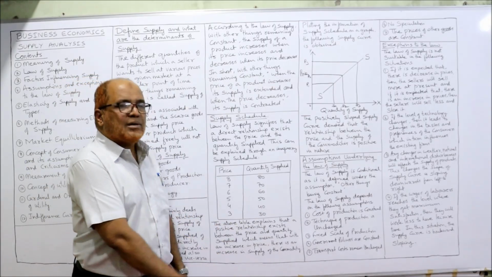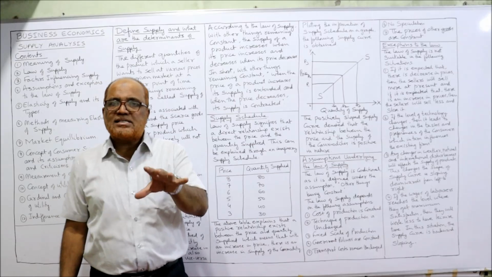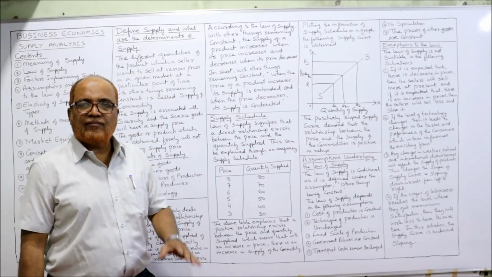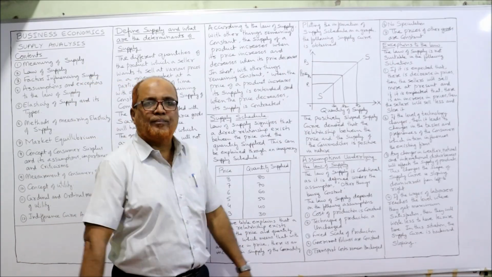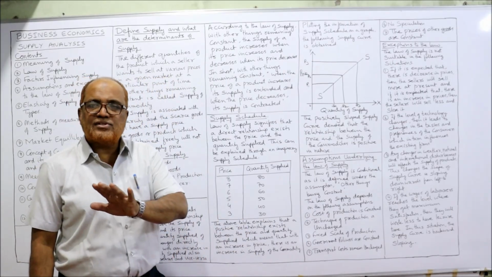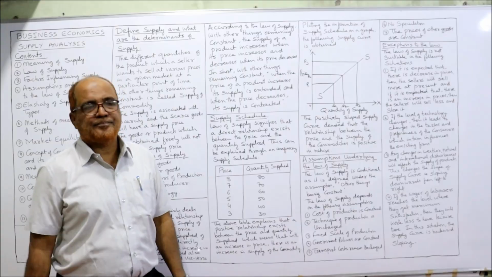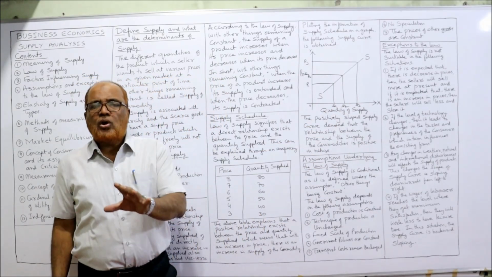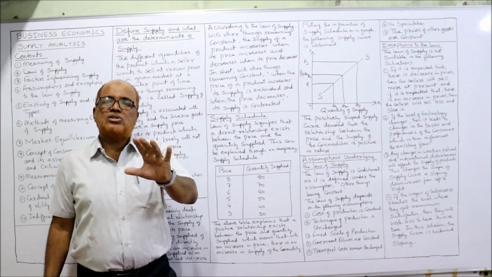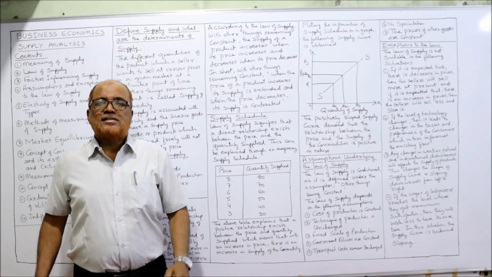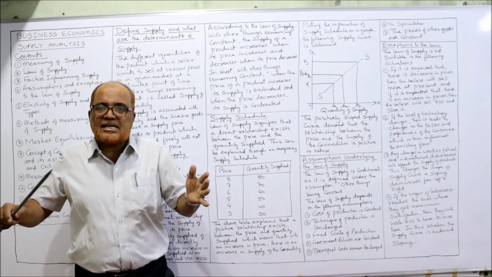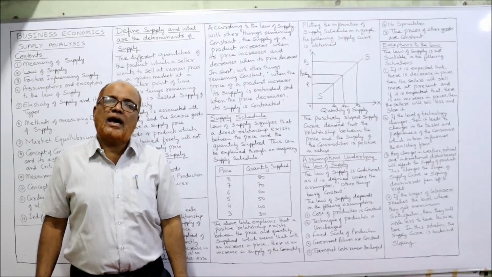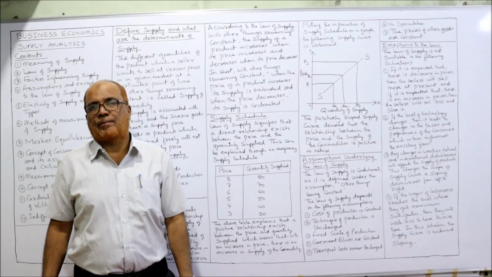So these are the assumptions. On these assumptions only the law of supply is correct. If there are any changes in these assumptions, then definitely the law of supply will not be correct. Now, exceptions to the law. We should not think that this law will always be correct. Some circumstances are there where this law will fail. Those are called exceptions to the law of supply.